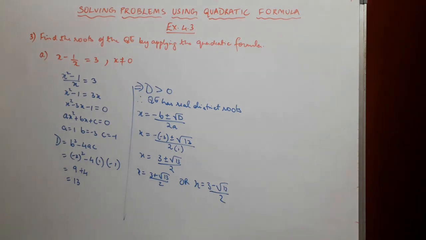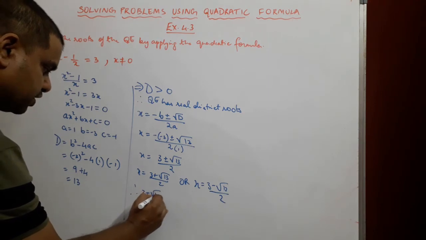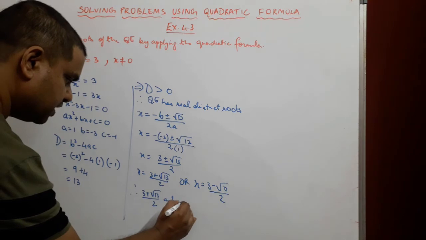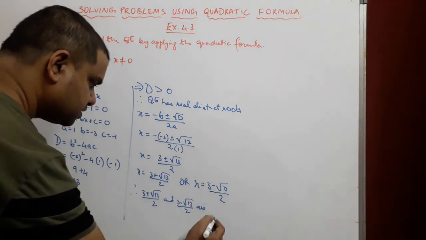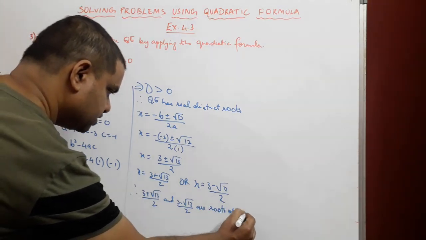We can conclude, therefore, that 3 plus square root 13 upon 2 and 3 minus square root 13 upon 2 are roots of the quadratic equation.